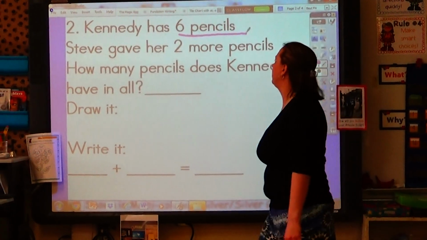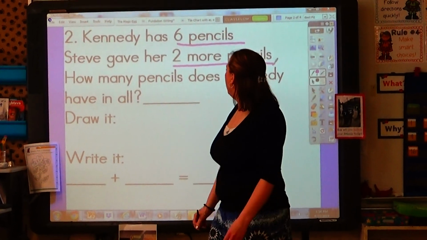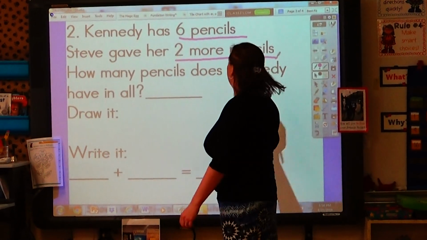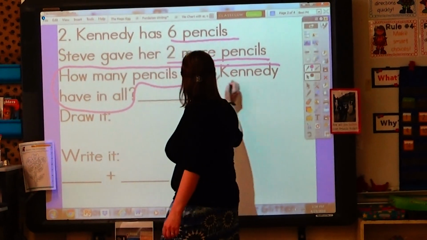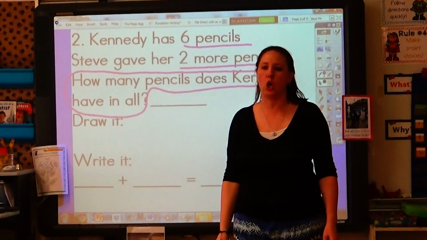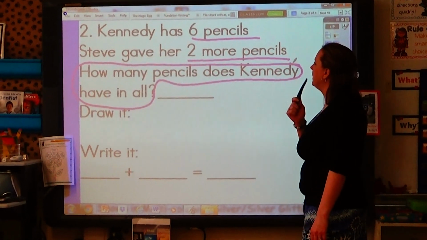Melissa, what do you think? What are we underlining this time? 2 more pencils. How many pencils does Kennedy have? That's what we're going to circle. That's what we need to know. We need to know how many does she have in all. So tell me. Let's see here. 6 pencils and 2 pencils.